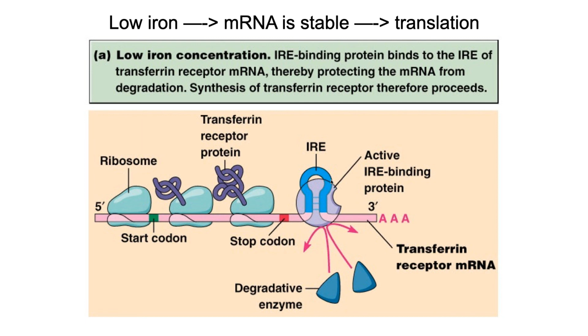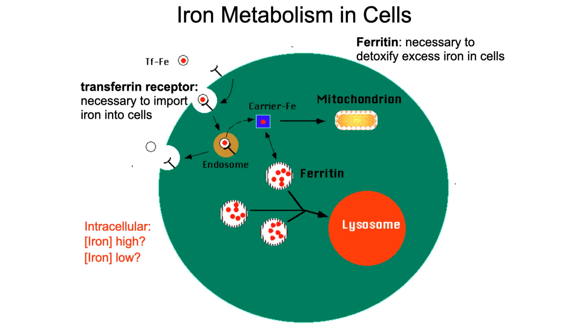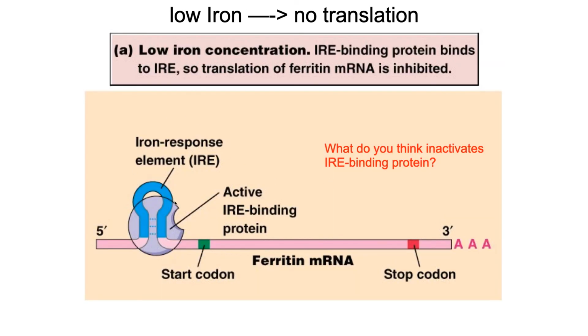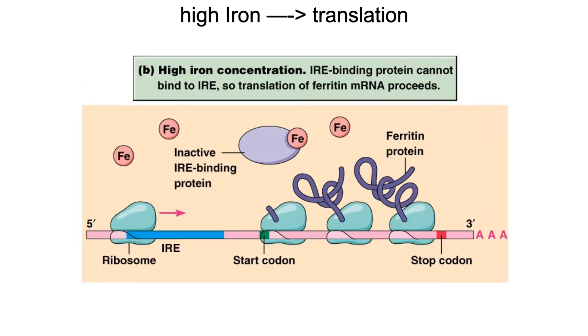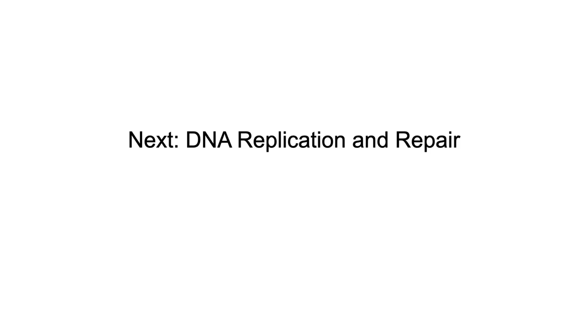In this case, we have an IRE in the 3' UTR that's protecting the RNA from degradation. And in this other case, we have that same IRE, and that same protein that binds to it, in this case inhibiting translation. And that's the way evolution works. It uses components that the cell already has in new and novel ways. Next and lastly, we're going to discuss DNA replication and DNA repair in the final lecture.